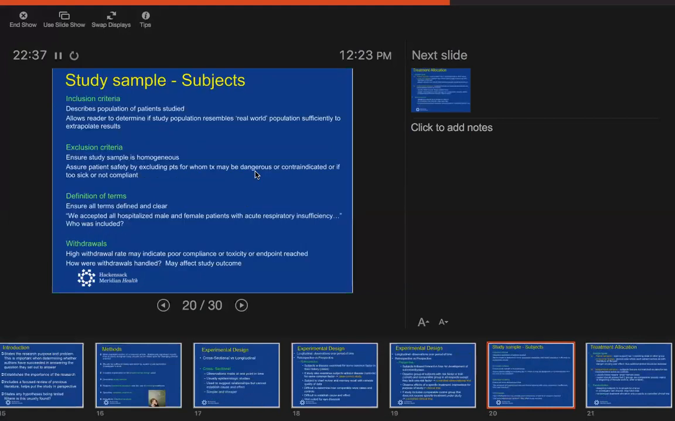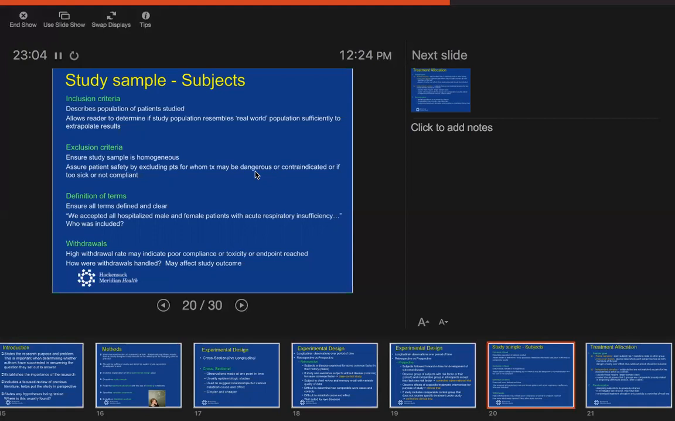So what to look for in the method section? Related to the subjects, you want to look at the inclusion criteria. Who's included? It describes the population as to how they selected the subjects for the study. And you want to look to see that this group is similar to the real-world population that you want to apply this treatment to.